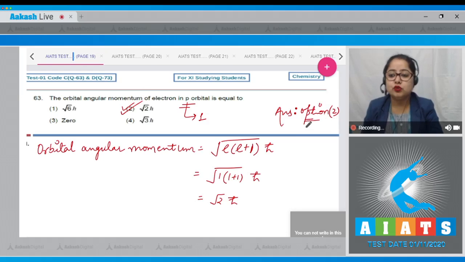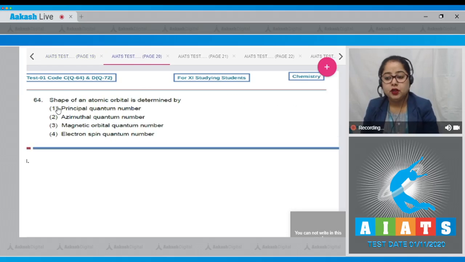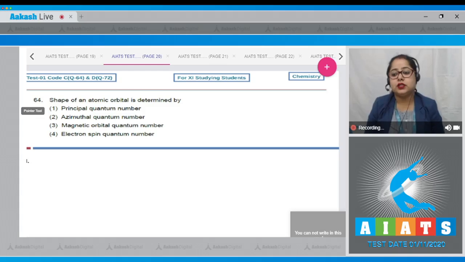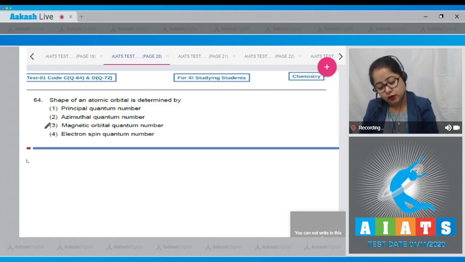Moving to next question, students, which is question number 64. Let's read the question. The shape of an atomic orbital is determined by. Students, the shape of an atomic orbital is determined by azimuthal quantum number, that is L. So the correct answer is option number 2.